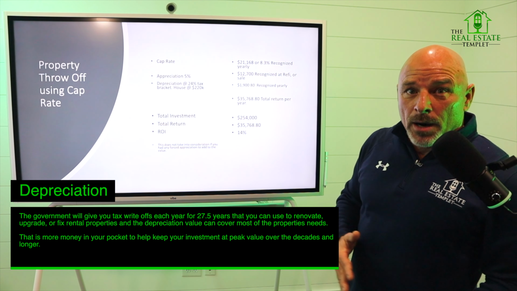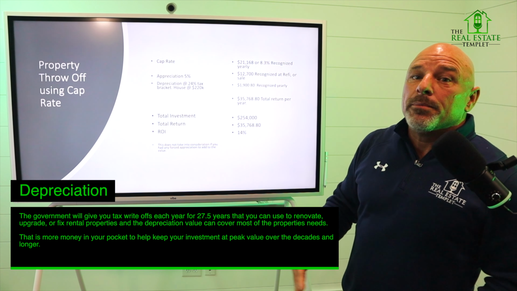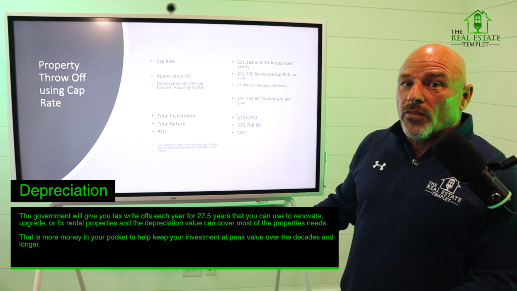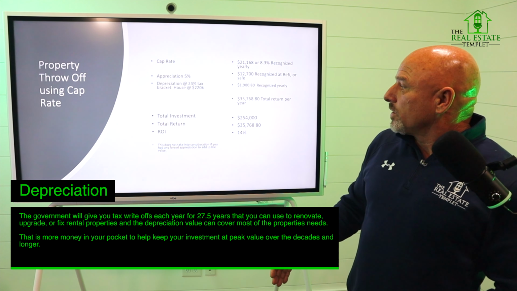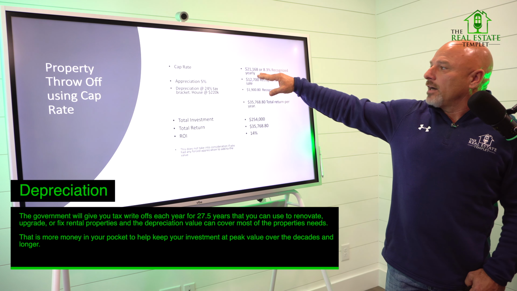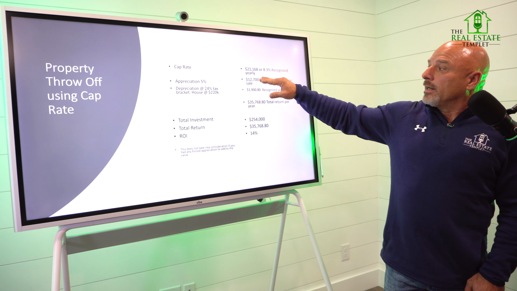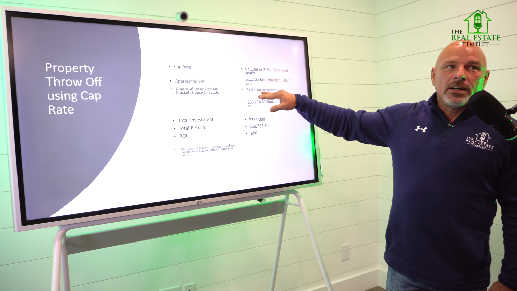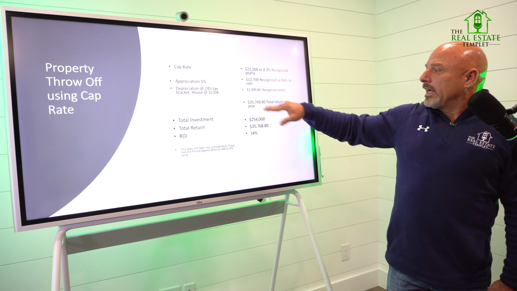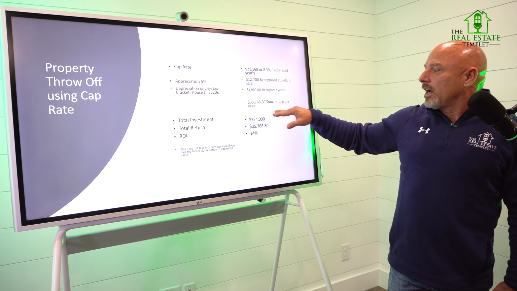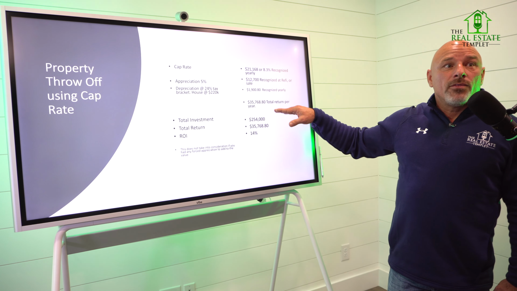So it may give you a bigger return. It may make you where you pay $1,900 less money. But that is something you get year over year over year for 27 and a half years. So now we add up the $21,000 that we got in cap rate. We add up the $12,700 we got in appreciation. We add up the $1,900 we got in depreciation, and that gives us a total of $35,768 that we made on that property for that 1 year.